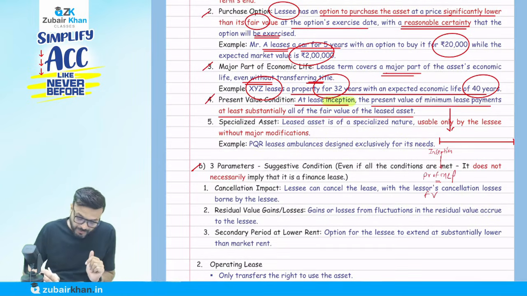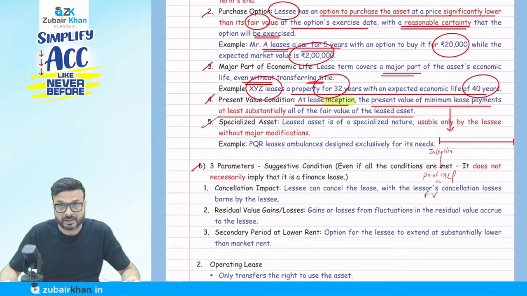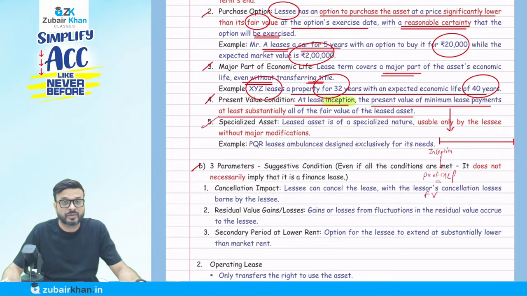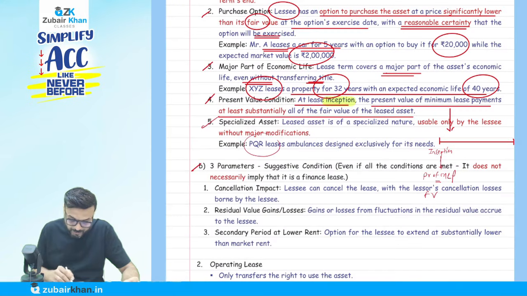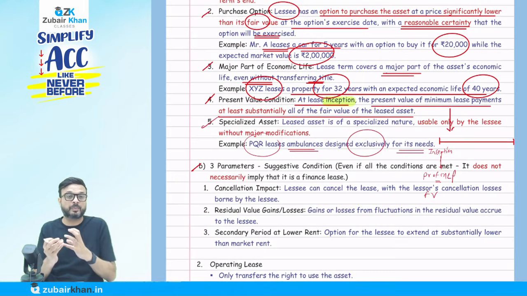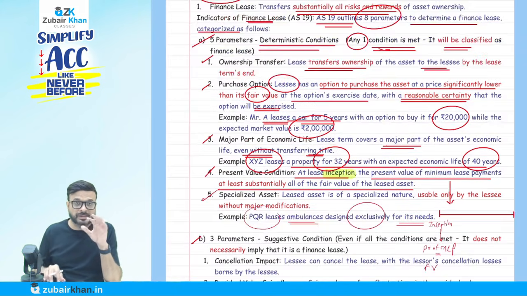We will discuss that. Now the last one, they say: the leased asset is of a specialized nature, usable only by the lessee without major modification. Certainly we manufacture or give the asset to the lessee which is specifically modified as per the requirement of the lessee. They say PQR leases an ambulance, designed exclusively for it. So we modify the ambulance exclusively for use by the lessee. So we also call it a finance lease. Now we discuss these 5 parameters.